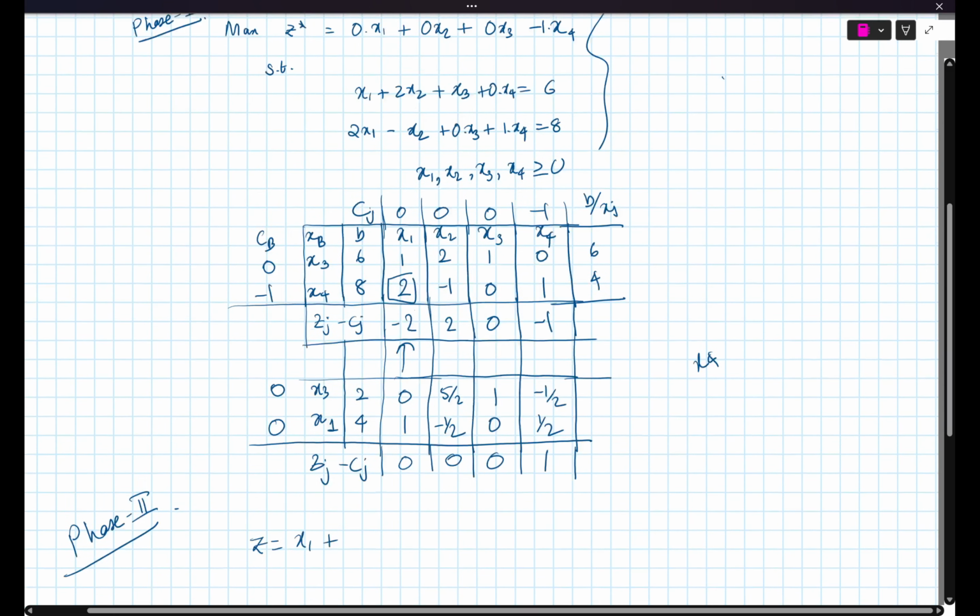And how much will this give me as my objective? So x1 is 22 by 5 plus x2 is 4. This is how much? 42 by 5, which is less than 10. So this seems okay.